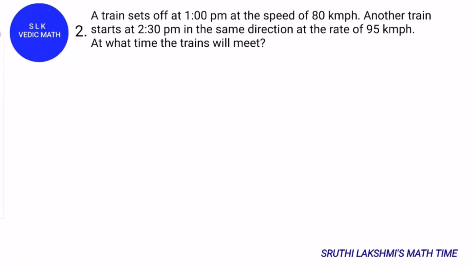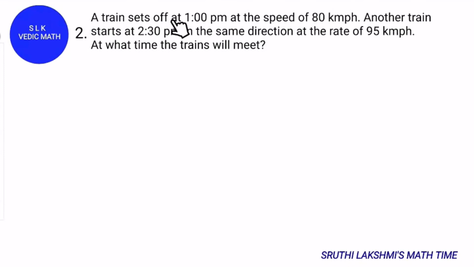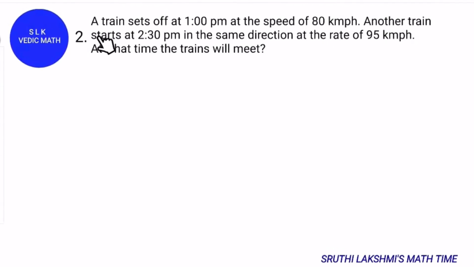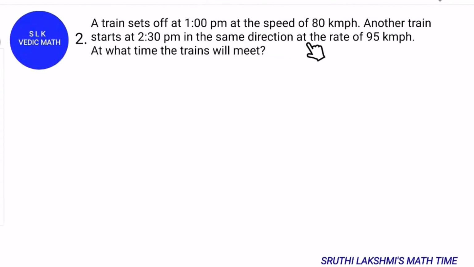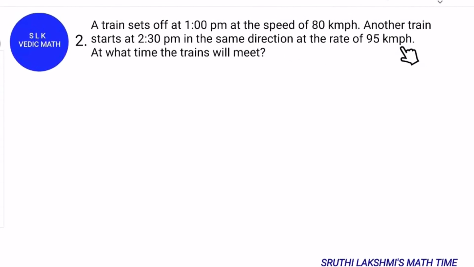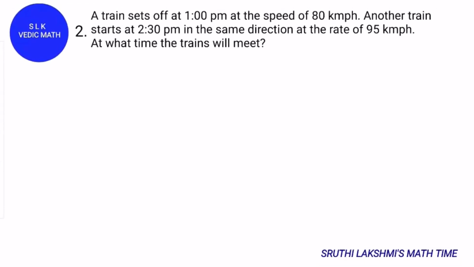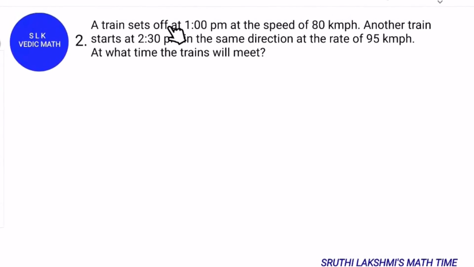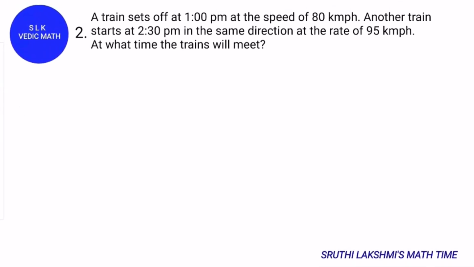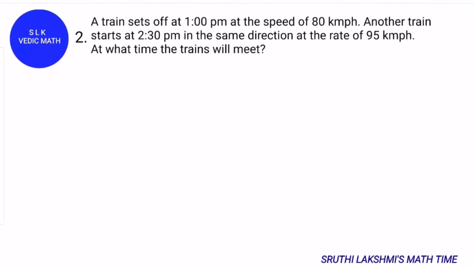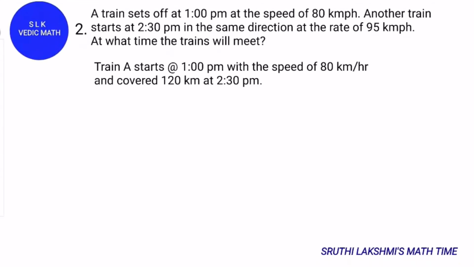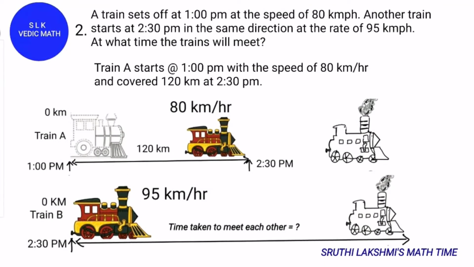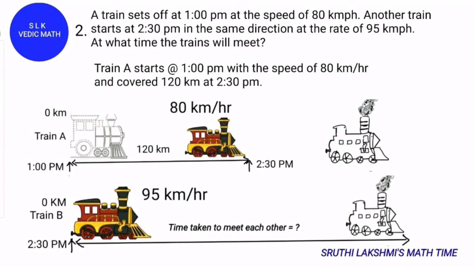Let's see another problem. A train sets off at 1 p.m. at the speed of 80 km per hour. Another train starts at 2:30 p.m. in the same direction at the rate of 95 km per hour. Now you need to clearly notice the first train started at 1 p.m. It is running at 80 km per hour, whereas the second train is still standing, and it is going to start at only 2:30 p.m.